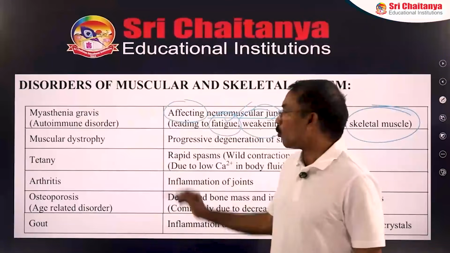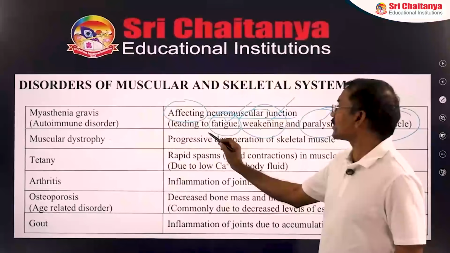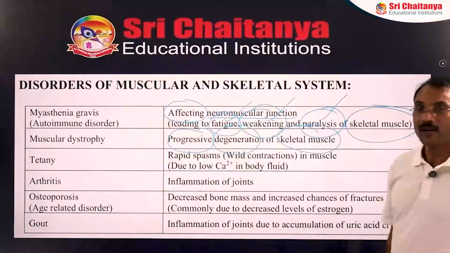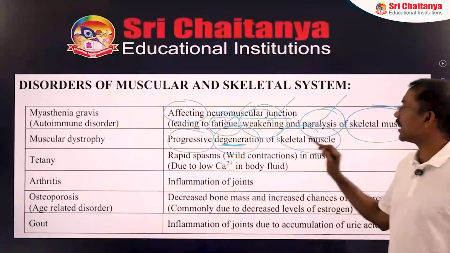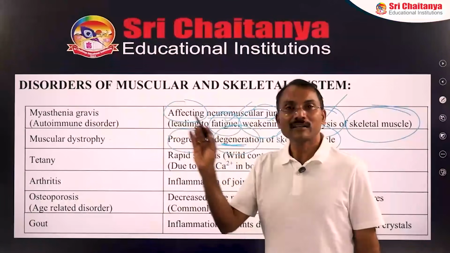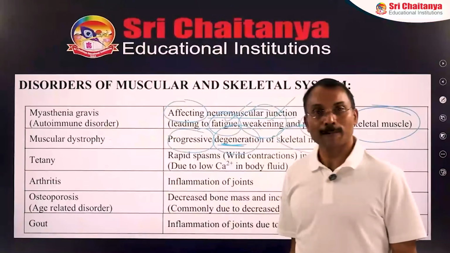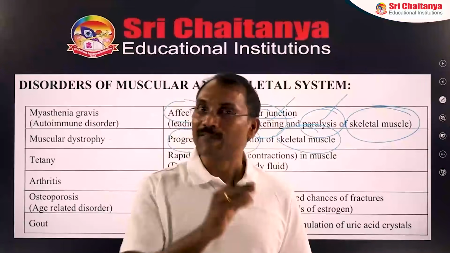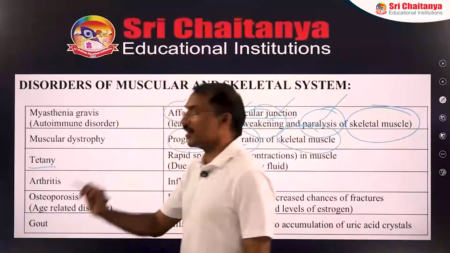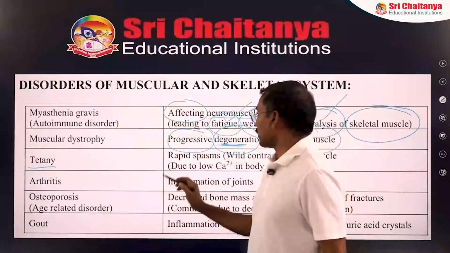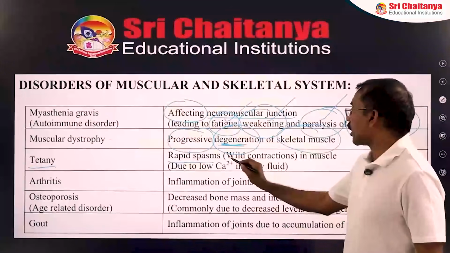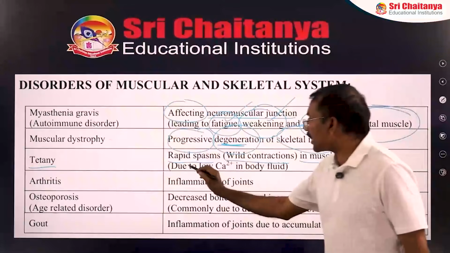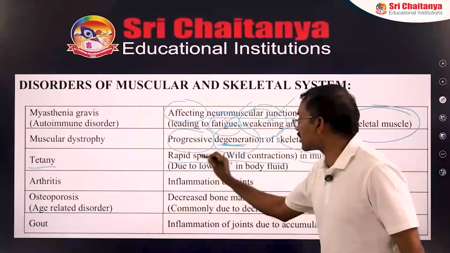Muscular dystrophy. What is muscular dystrophy? Muscular dystrophy is the progressive degeneration of skeletal muscles. Progressive degeneration of skeletal muscles is the main symptom of muscular dystrophy. The most common reason for muscular dystrophy is genetic defects. Next disorder, tetany. Tetany is nothing but rapid spasms, also called wild contractions, in muscle, because of low calcium levels in blood.